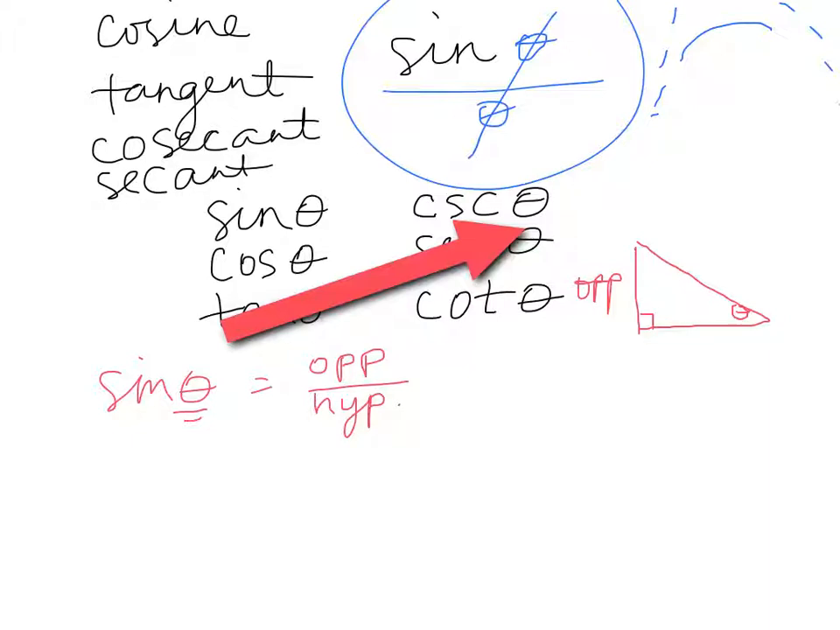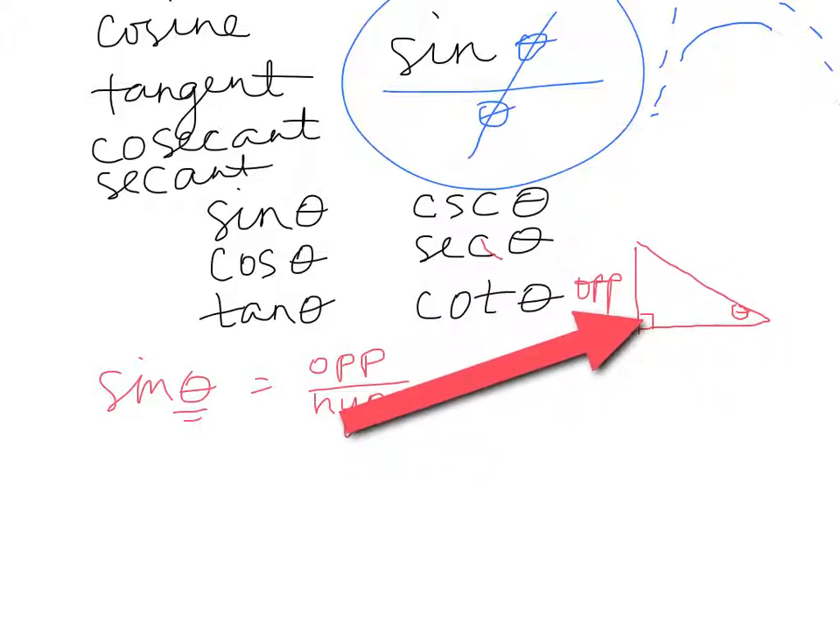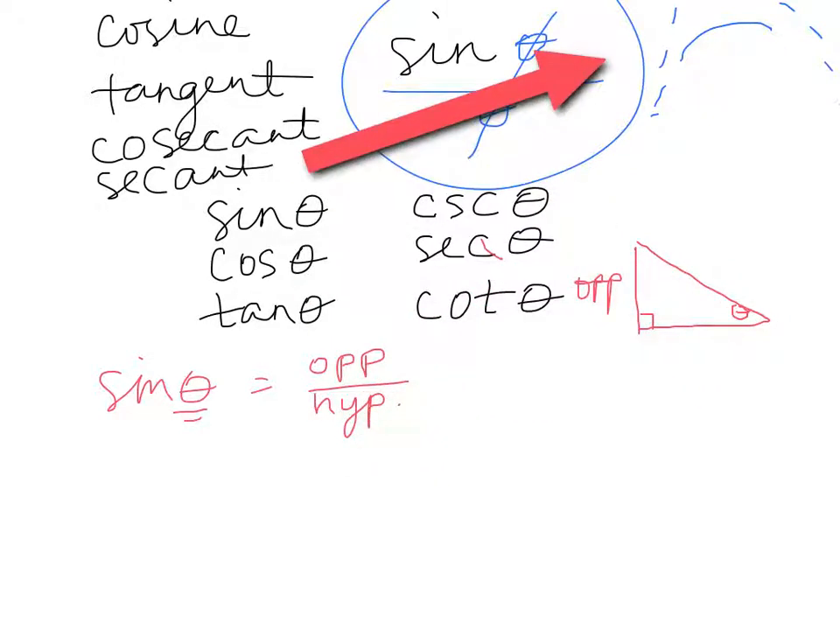And hypotenuse is always the longest side of the triangle, so that would be when we're referring to this longest side of the triangle. Across from the 90 degrees, that's my hypotenuse.